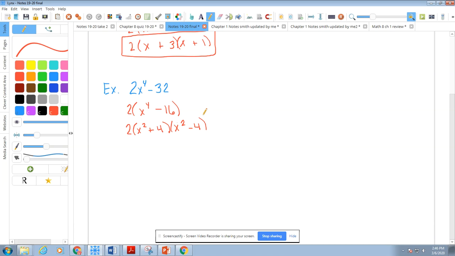Well, now that we've factored, this last factor is still a difference of squares. So it can factor into x plus 2 times x minus 2. The remaining two factors that we didn't touch again stay exactly as is. And now this is completely factored.